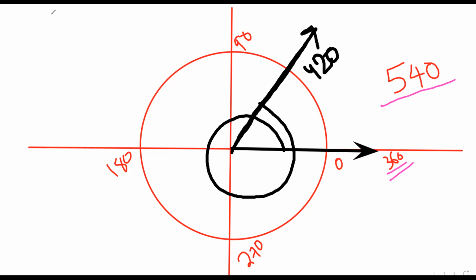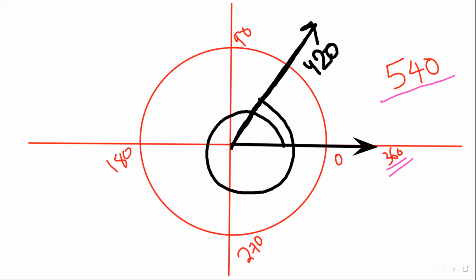In another way, in your mind, you can subtract 420 minus 360. You get 60 degrees. So that means I continue one rotation plus 60. Now let's come back here. Is it clear? Okay.